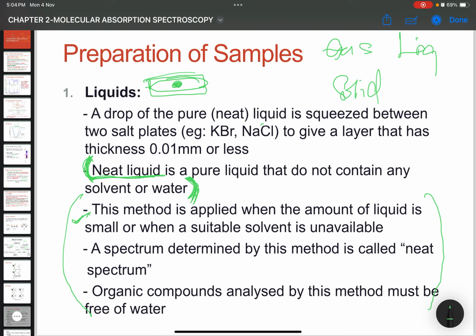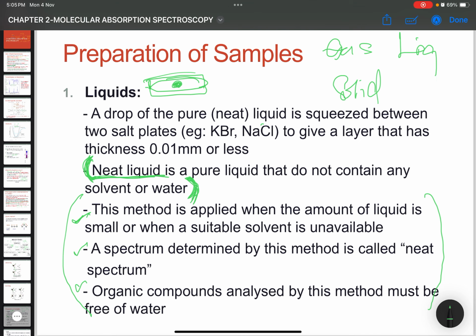The second point, a spectrum that is determined using this method is called neat spectrum. And the third one, organic compound that is being analysed using this method must be free of water. Sebab tu dia kata tadi neat liquid, tak ada solvent. Not only water, including solvent. Solvent can be organic solvent, macam contoh hexane.